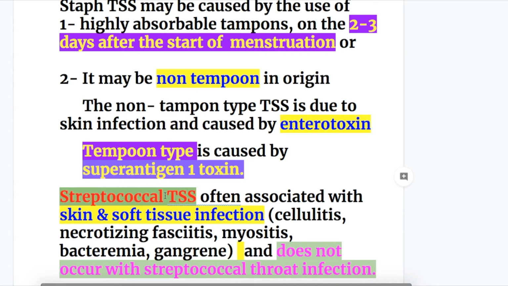streptococcal toxic shock syndrome is often associated with skin and soft tissue infections like cellulitis, necrotizing fasciitis, myositis, bacteremia, and gangrene, but it doesn't occur with streptococcal throat infection. So streptococcal throat infection does not cause toxic shock syndrome, whereas it is caused by skin and soft tissue infections.